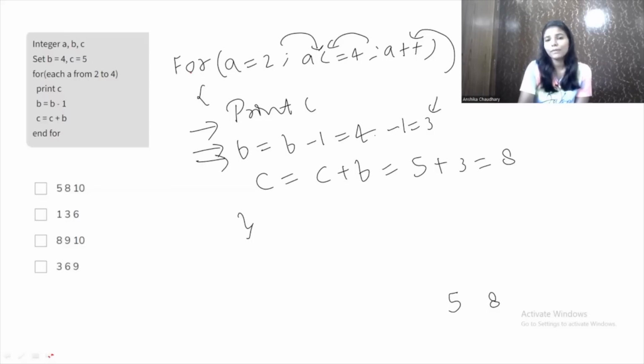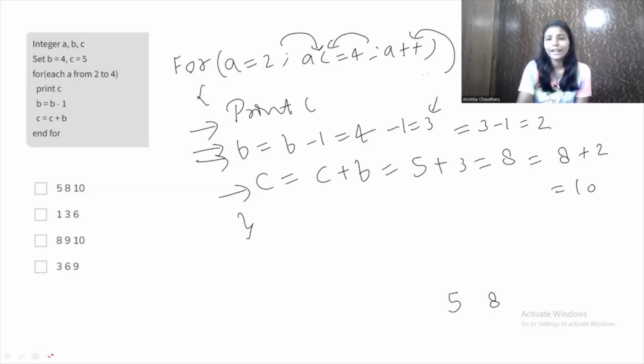Now B assign B minus 1. So what is the value of B? B's last value was 3 and 3 minus 1 becomes 2. Right? 3 minus 1 will become 2. And let's come here, C assign C plus B. So what is the last value of C? C was 8 plus B. B is 2 now. So it will be 10.